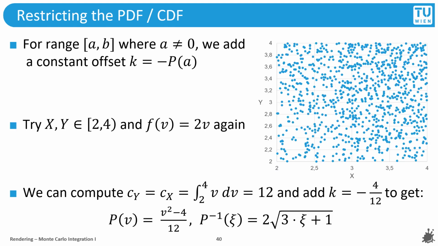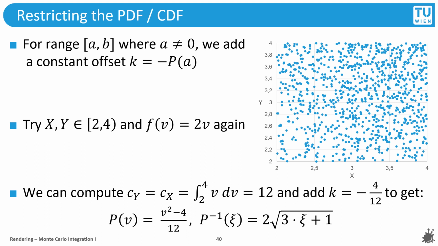Furthermore, if we are looking at ranges that do not start with 0, we also need to add a constant offset to the CDF. If our variable ranges from a to b, then we subtract the value that the CDF would produce for input a. This is valid because we defined the CDF to be the PDF's antiderivative, and remember that antiderivatives can include arbitrary constant factors because those fall away when we differentiate.